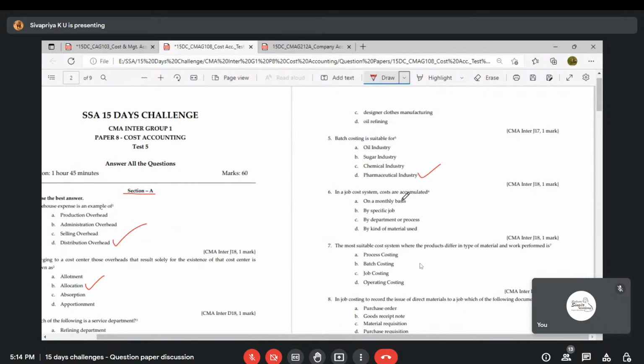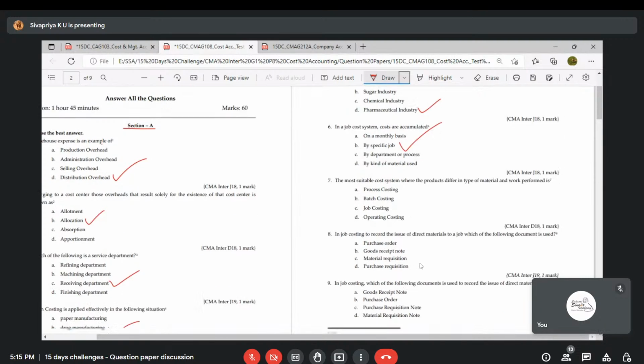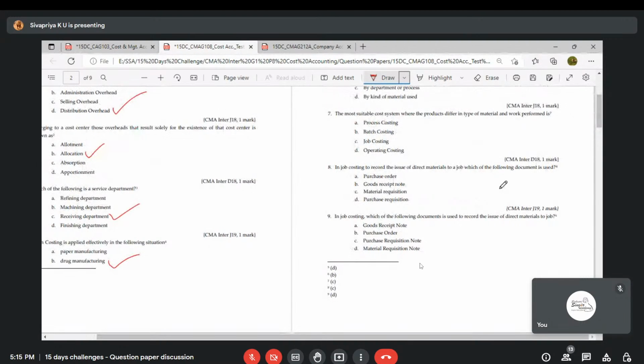In a job cost system, the costs are accumulated by specific job. Answer is B. The most suitable system where products differ in type of work performed: job costing. In job costing, to record the issues of direct materials to the job, which of the following documents is used? Material requisition. Answer is C. And in job costing, which document is used to record the issue of direct materials to job? Material requisition note.